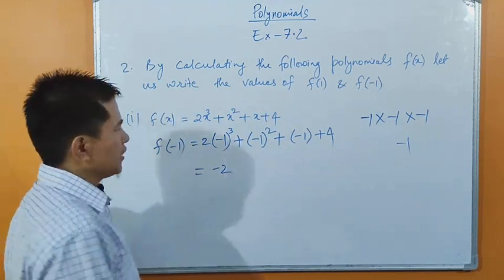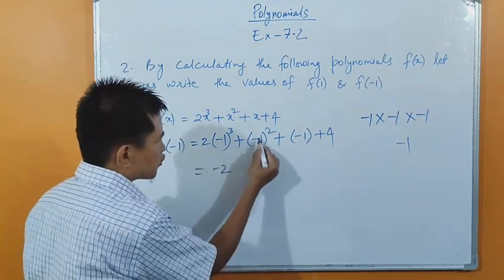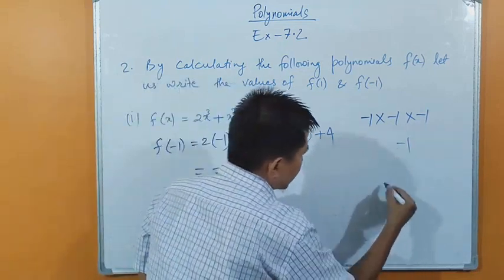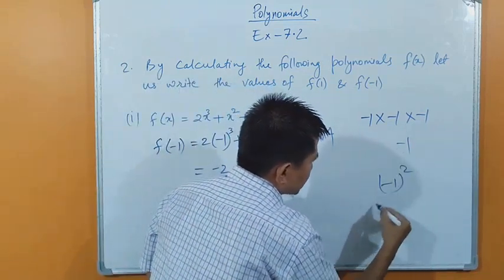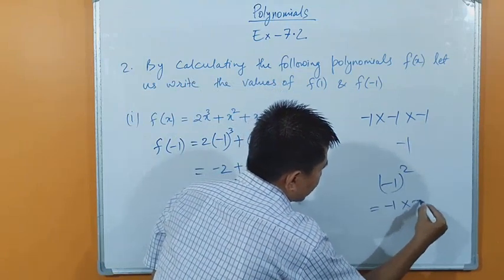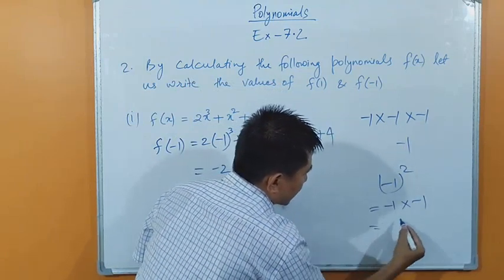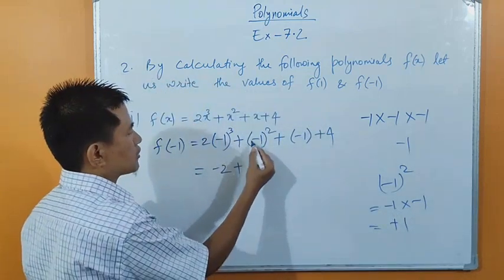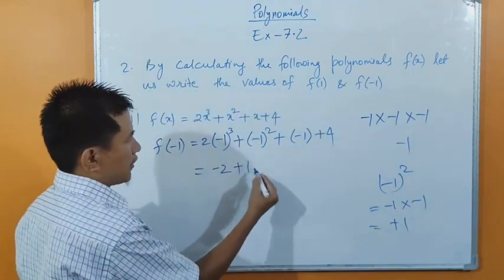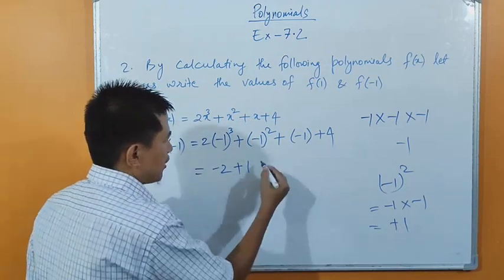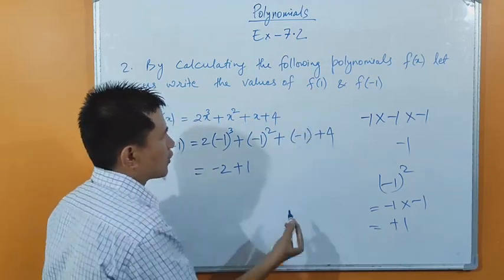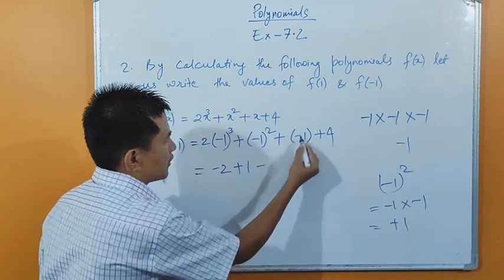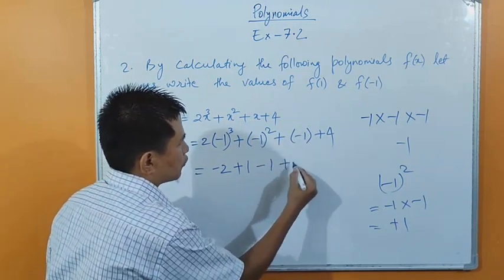Got my point? Now (-1) squared means minus 1 into minus 1. Minus into minus is plus, 1 into 1 is 1, so plus 1, and this plus into that plus is plus 1. Okay, I hope you got this. And now we don't have any square or cube here. Just simply multiply the sign. Plus into minus is minus, and this 1 comes here, plus 4.